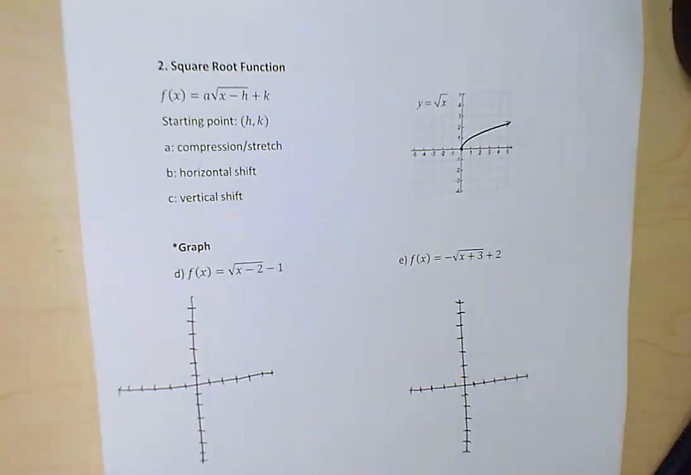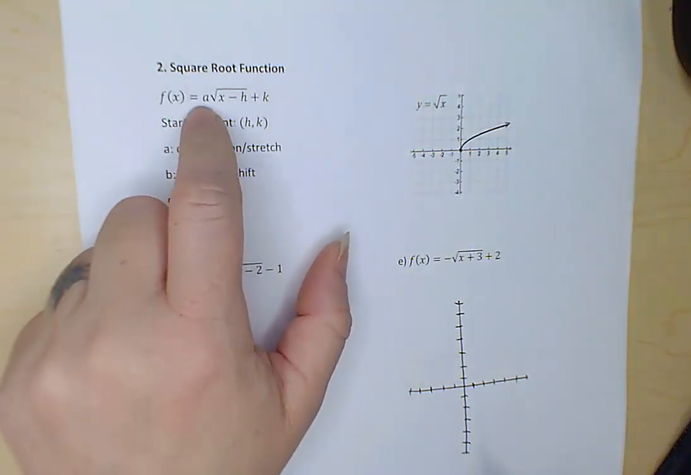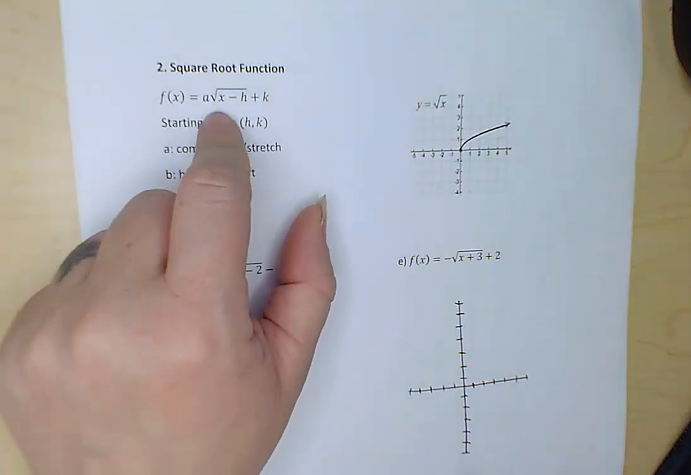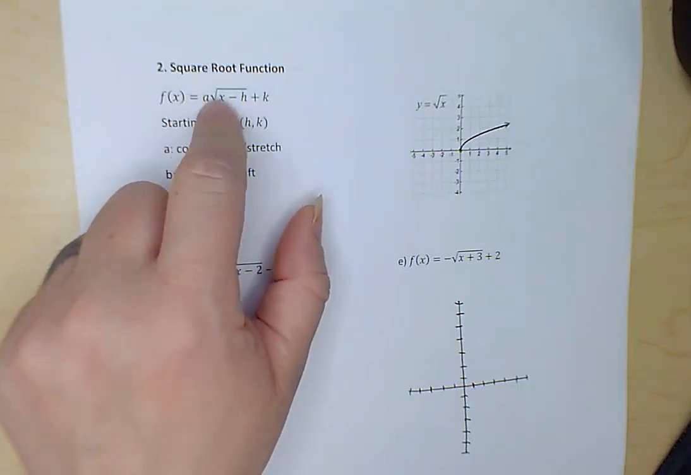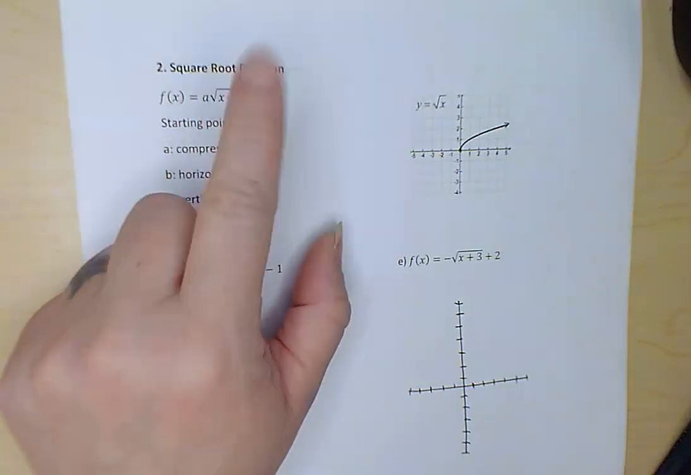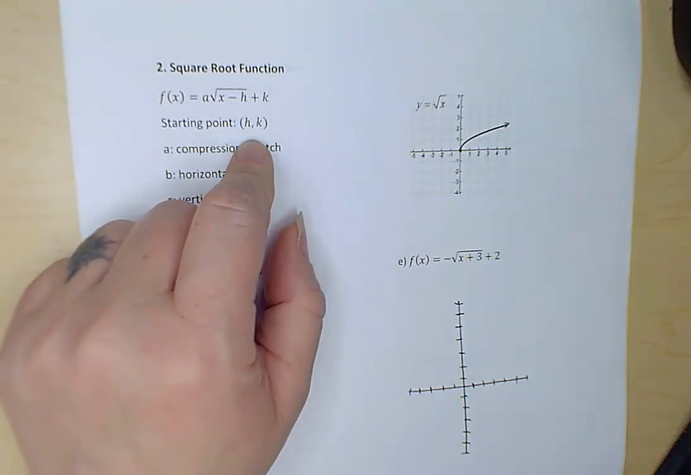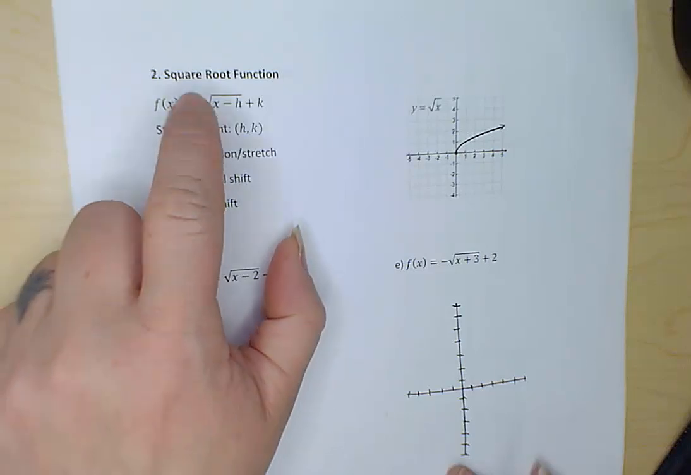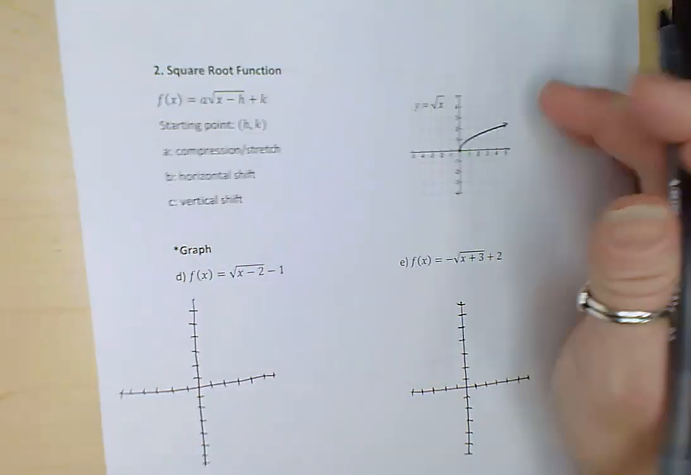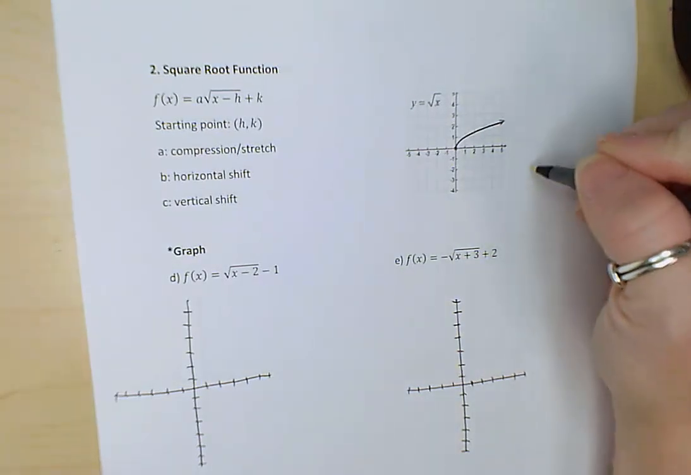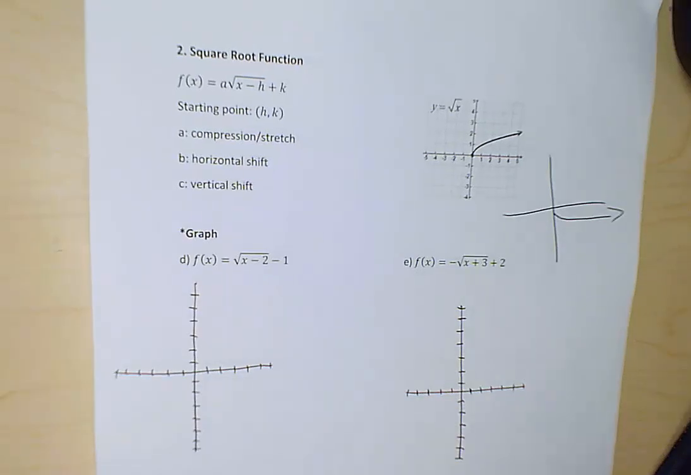So let's talk about the square root function. The square root function looks very similar to the quadratic. We still have the a here in front. Instead of the x minus h being in parentheses squared, this is just the square root of x minus h plus k. h, k is still our starting point here. A still represents a compression or a stretch, and if it's positive or negative. So right over here, we have our positive version of the graph. Our negative version of the graph would be going downward like this.